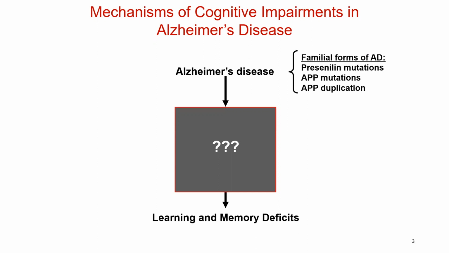We know from the various familial forms of Alzheimer's disease that we could understand the role of amyloid beta. There are these familial forms of AD, like presenilin mutation, APP mutation, APP duplication, that helped us design various transgenic models and study how A-beta plays a role in the development of disease, leading to the learning and memory deficit.